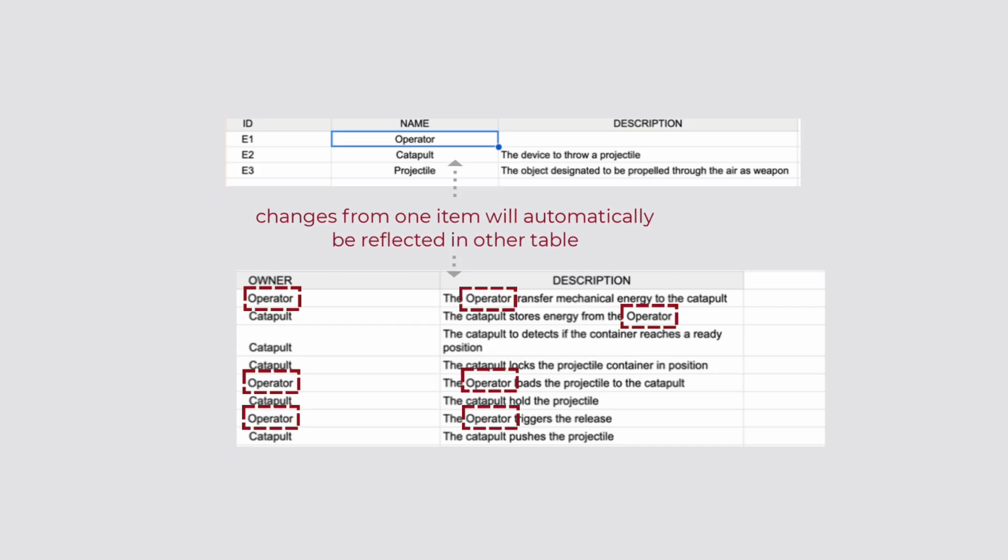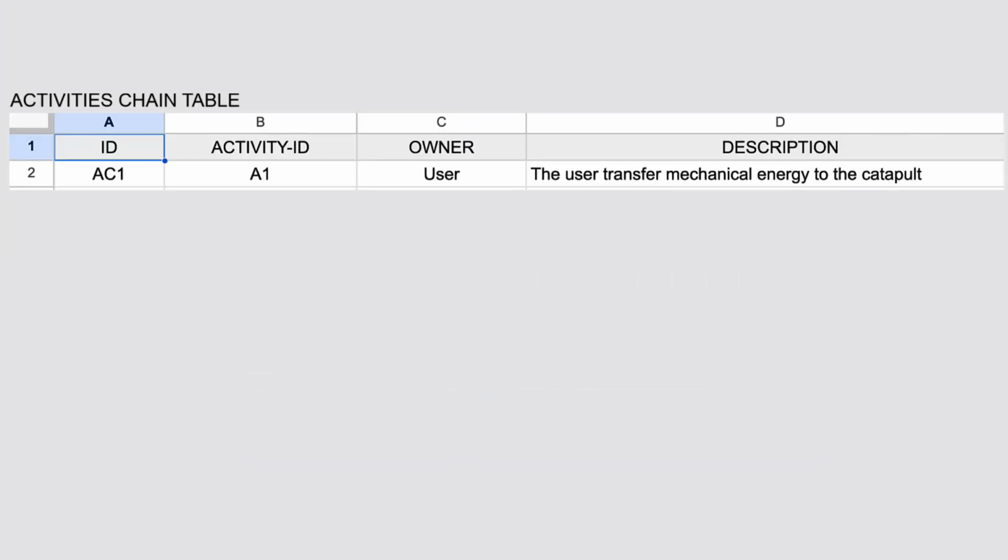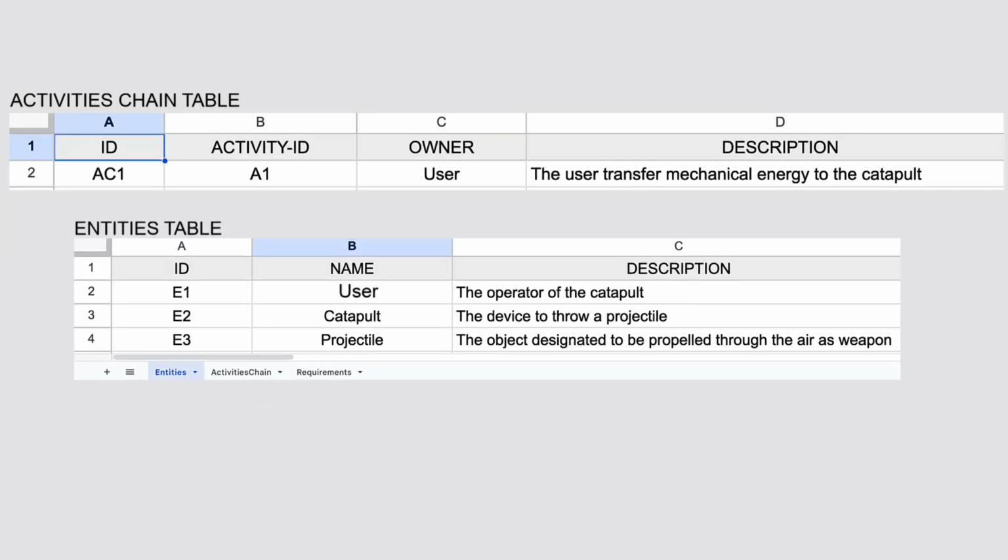This way, if the name of an entity changes, the related requirements and the activities will automatically update to maintain consistency. Let's use Activity 1 or A1 as an example. Suppose the entity name in the Entities table changes from user to operator. This entry is located at row 2 and column B. We can reference this entry by using the table name and its location.